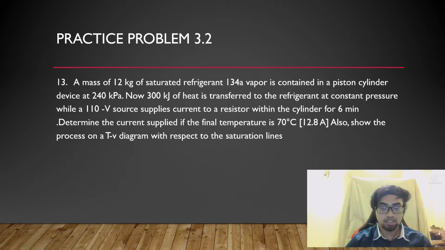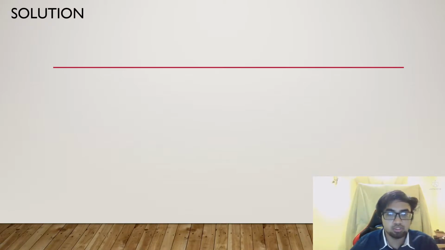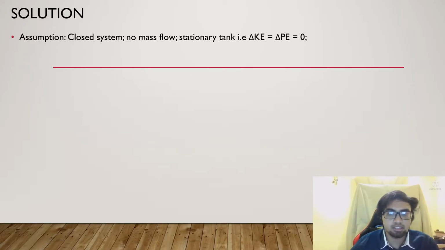Okay, the question asks for the current and to show the T-v diagram. First of all, for the solution, we must make an assumption. From the question, we know that it is a piston cylinder device, which is a closed system. When it is a closed system, there is no mass flow in and flow out. And we also say that it is a stationary system, so delta KE equals delta PE equals 0.